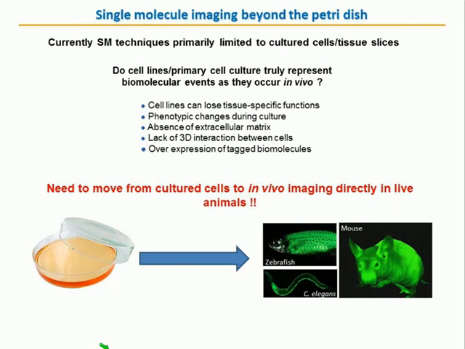The fact that usually when you grow a cell on a cover slip, you generally have an absence of extracellular matrix, which might change the way the cell behaves, and obviously, generally, cells in culture tend to overexpress tagged biomolecules. So there's really a need to try to move our single molecule imaging from the culture dish all the way towards the animal.